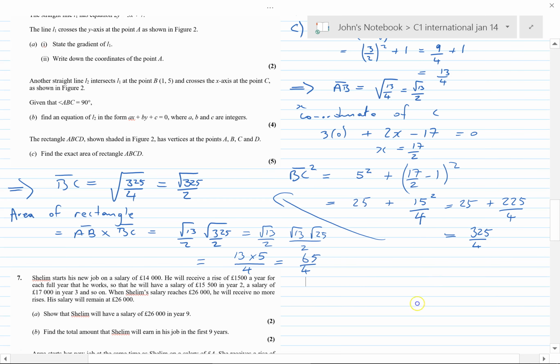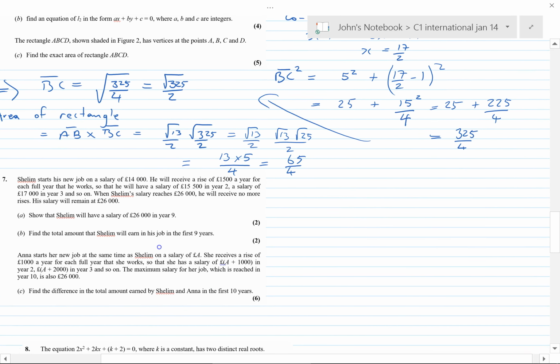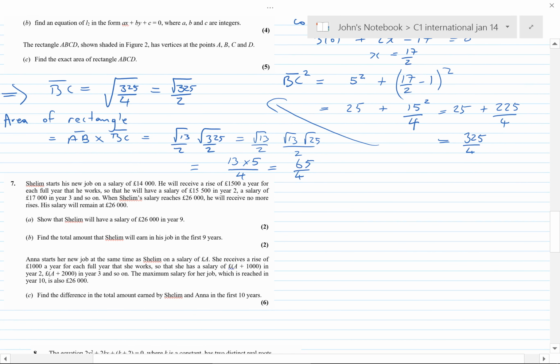Okay, now on to question 7. Question 7 is a series question, a little bit to take in here. It's an arithmetic series question, as I've said, and we've got Salim's starting salary is 14,000, so that gives us a is equal to 14,000, and has a raise of 1,500 every year. So that he will have a salary of 15,500 in year 2 and so on.